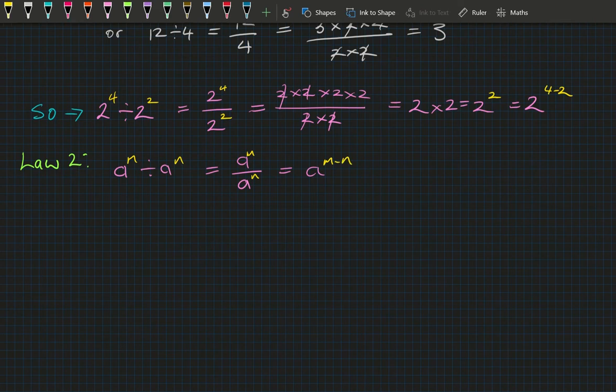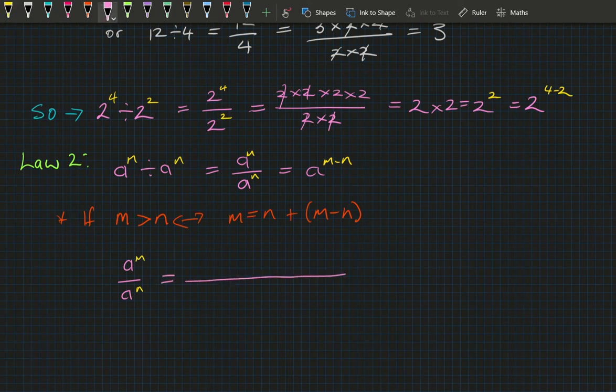So to demonstrate with some algebra why this has to always be true, we're going to let m be greater than n. So that'll mean that m has to equal n plus m minus n. Therefore, a to the m divided by a to the n will equal a repeatedly multiplied m times. And because m is equal to n plus m minus n, we can say the first group here is n times and the second group is m minus n times. So clearly in total there is m repeated multiplications.